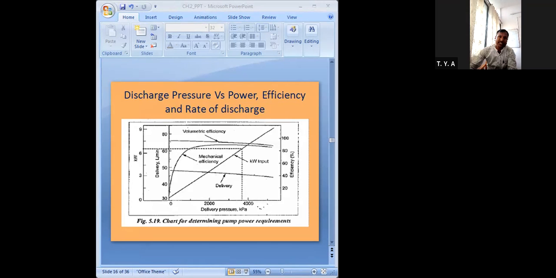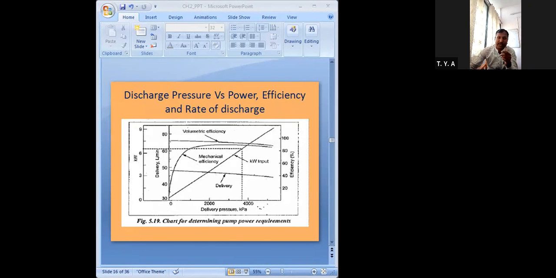Here we can see the discharge pressure. Here the line is high, which means the delivery pressure is high, and the discharge pressure is also high. If more power is there, that means more power is required to deliver this higher discharge pressure. This curve also gives information about the volumetric efficiency and the mechanical efficiency at different discharge pressures.